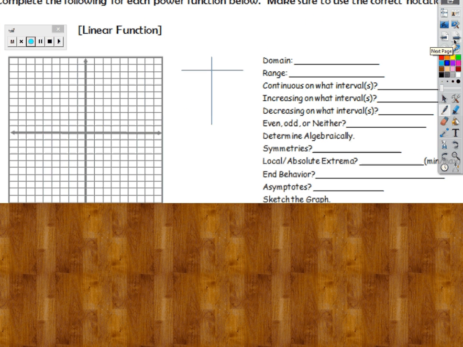Now, this is in your packet, so make sure you have your packet out and opened to your number 1, linear function. I would like you now, we'll graph it together, make a table of values, okay? So this is y equals x. So if x is negative 2, y is negative 2. Negative 1, negative 1. 0, 0, 1, 1. Whatever x is, so is y. We all know what the line looks like.